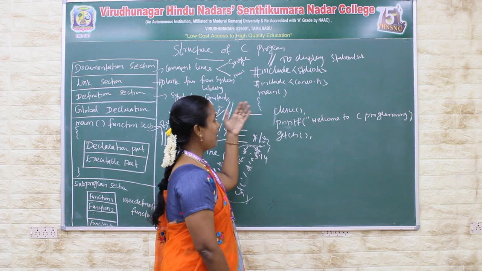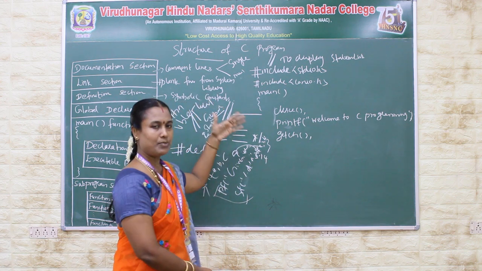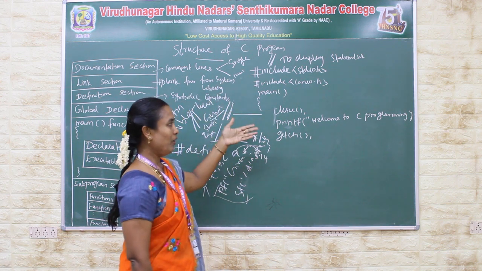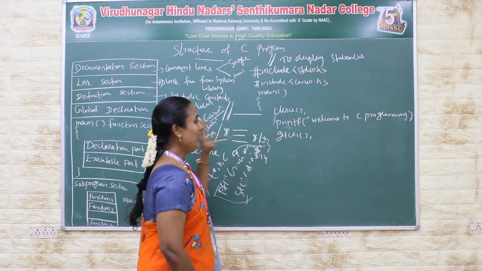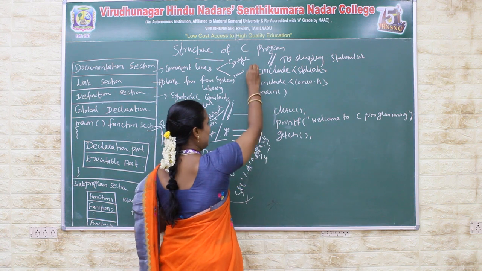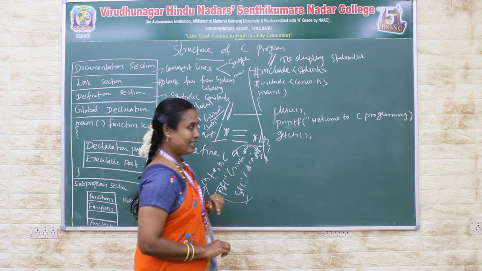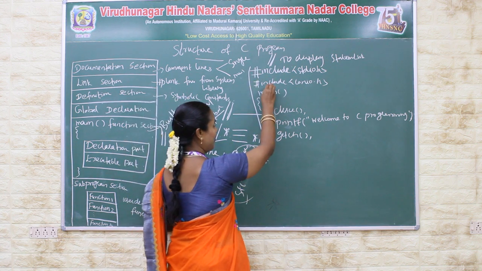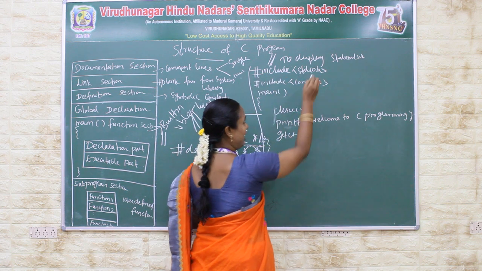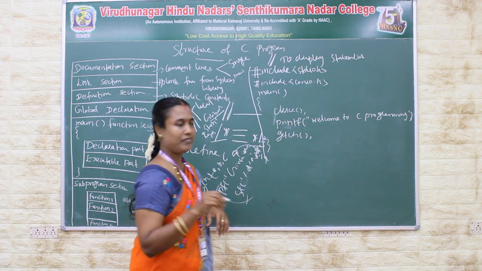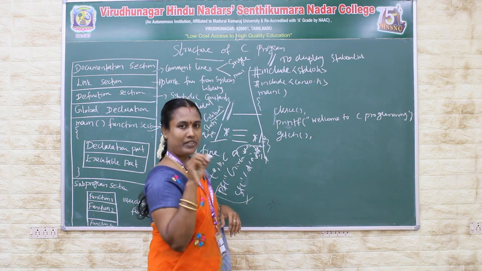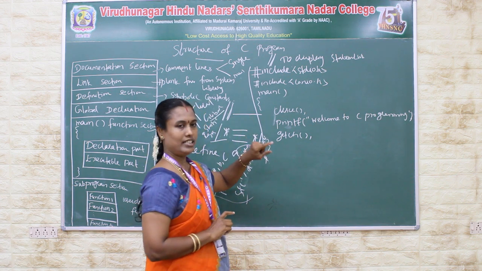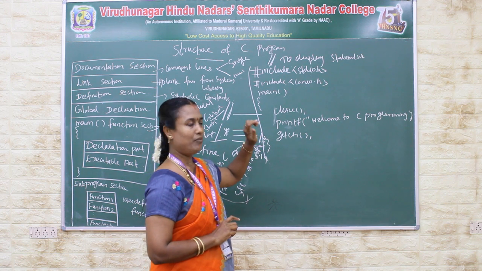Now let us see an example program. In this program, I am going to display only one statement, welcome to C programming. This is the structure of a C program for the example. Here these are the header files: include stdio.h. stdio.h specifies standard input output functions. The .h specifies the header file. Then conio.h specifies console input output functions.